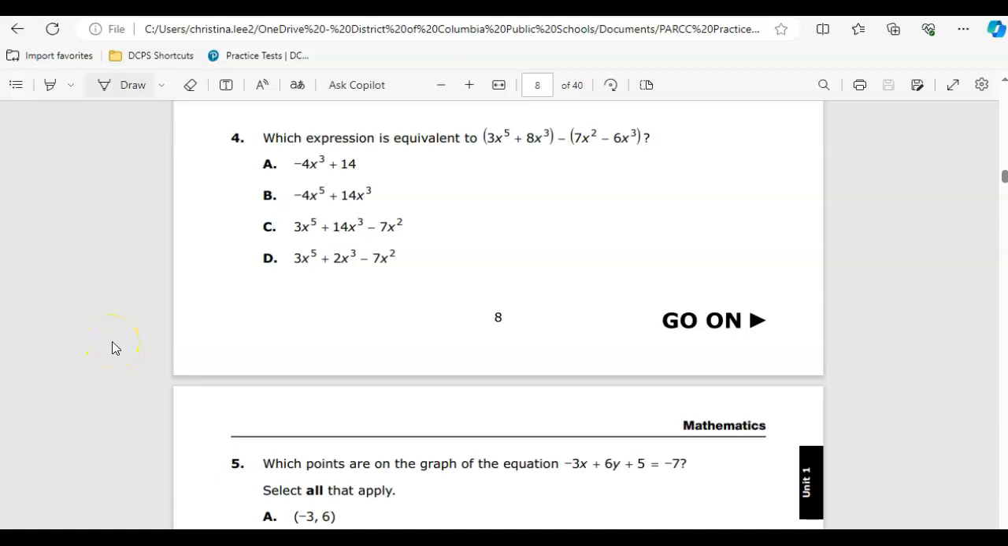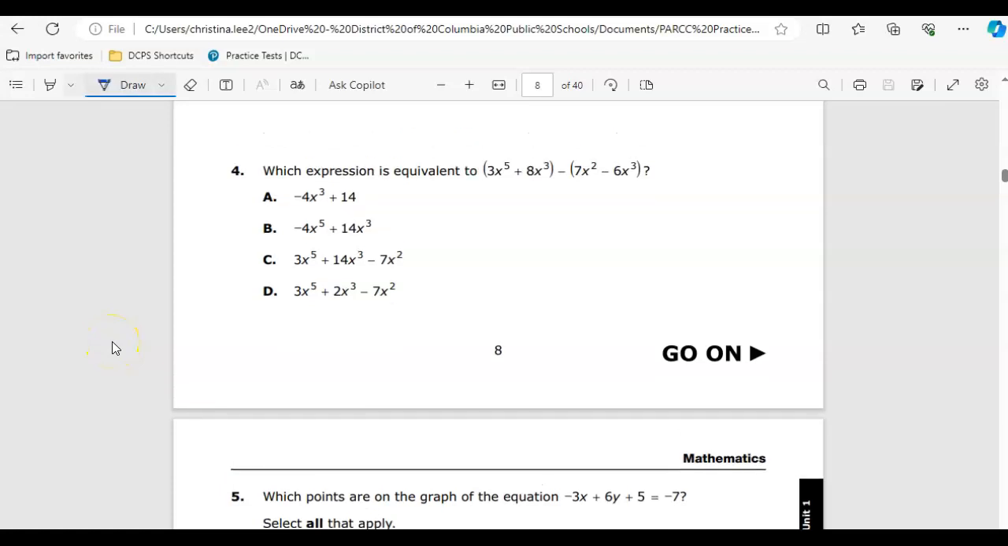Hi everyone, this video is going to go over questions 4 through 6. And so let's take a look at this first one. This one should look familiar to you, but we're subtracting polynomials here.